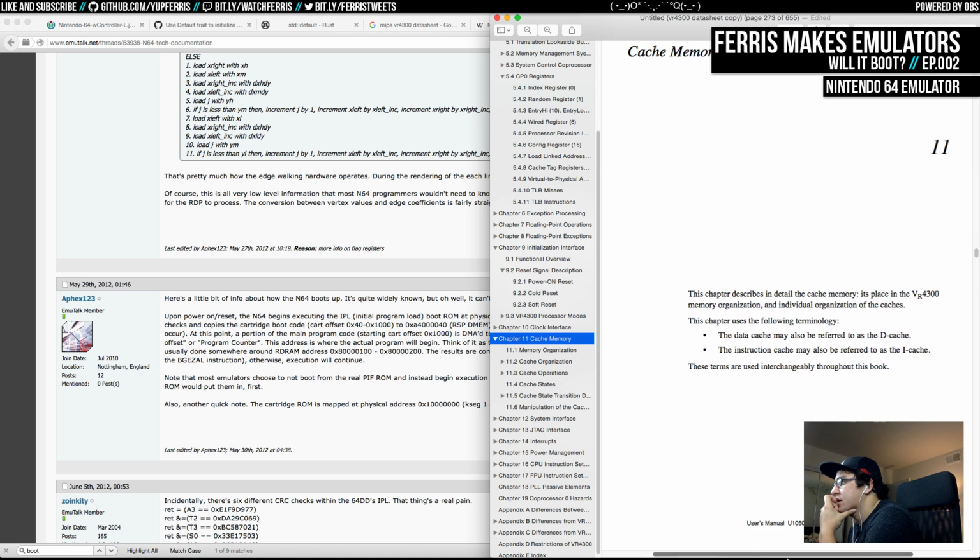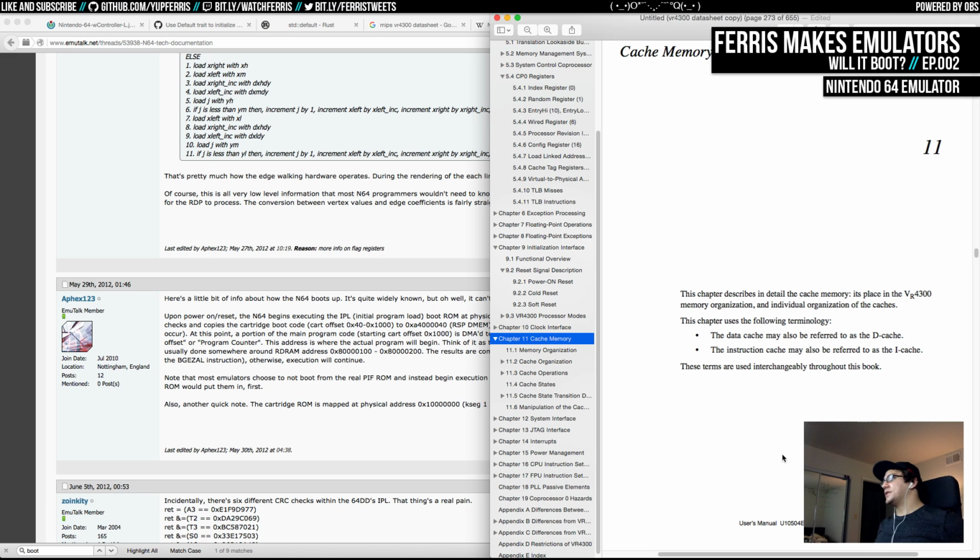Cache memory. This chapter describes in detail the cache memory, its place in the VR4300 memory organization, and individual organization of the caches. This chapter uses the following terminology. The data cache may also be referred to as the D cache, and the instruction cache may also be referred to as the I cache.